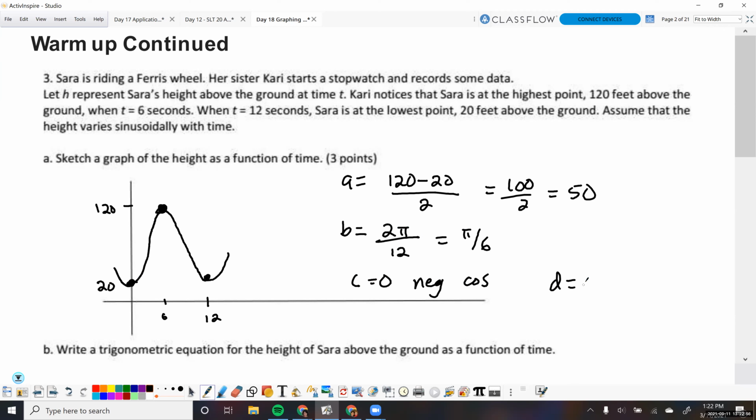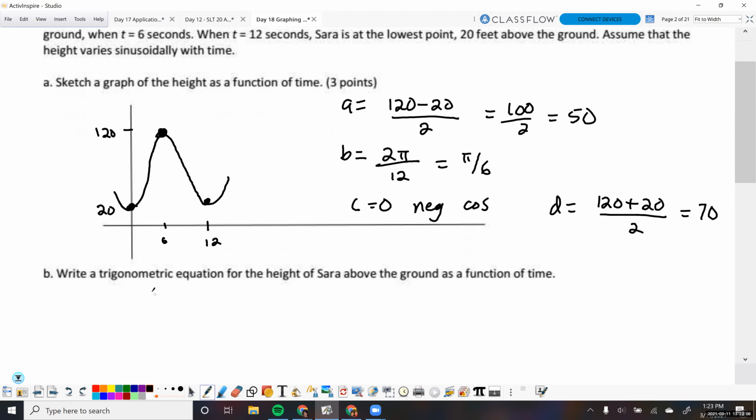D, let's see, midline is going to be 120 plus 20 divided by 2, which is 140 divided by 2, so this is going to be 70. So my equation, if I write it as a negative cosine, will be y equals negative 50 cosine pi over 6x plus 70.